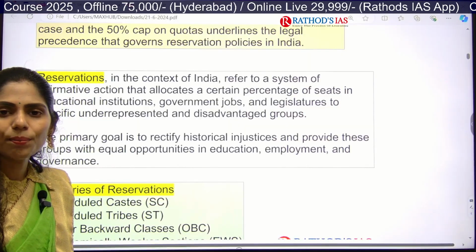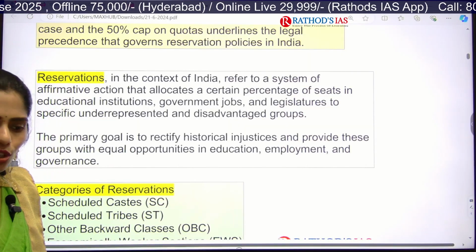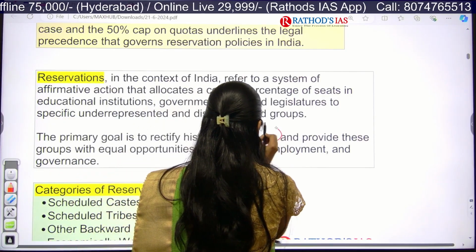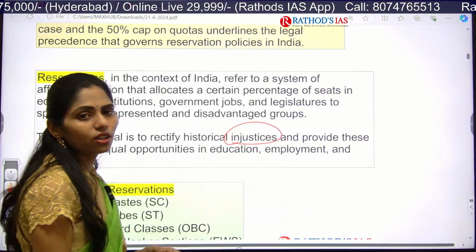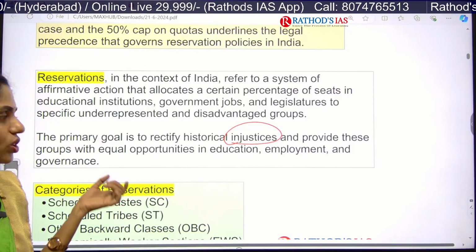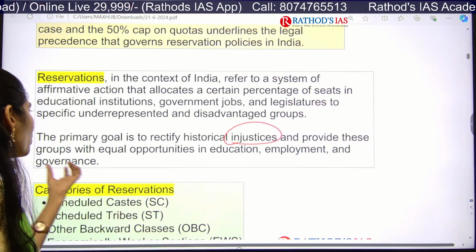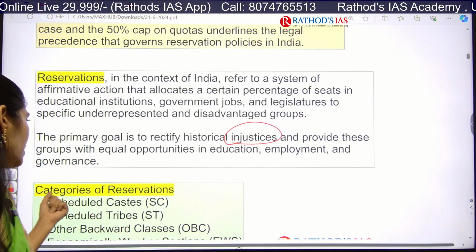So what is the important objective? The important objective of this reservation is to rectify the injustices they faced, and to give them equal opportunities in all fields. For example, education opportunities, employment opportunities, and governance opportunities.